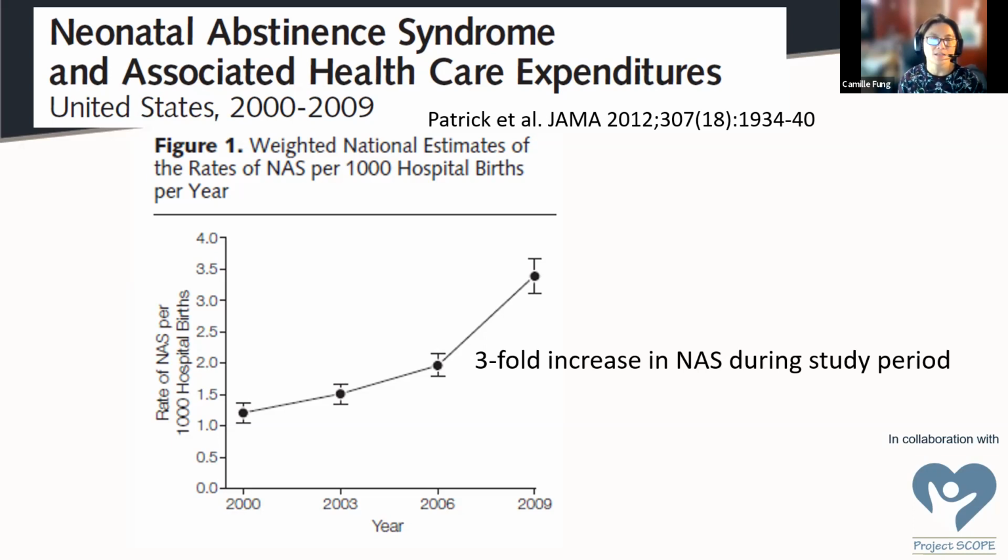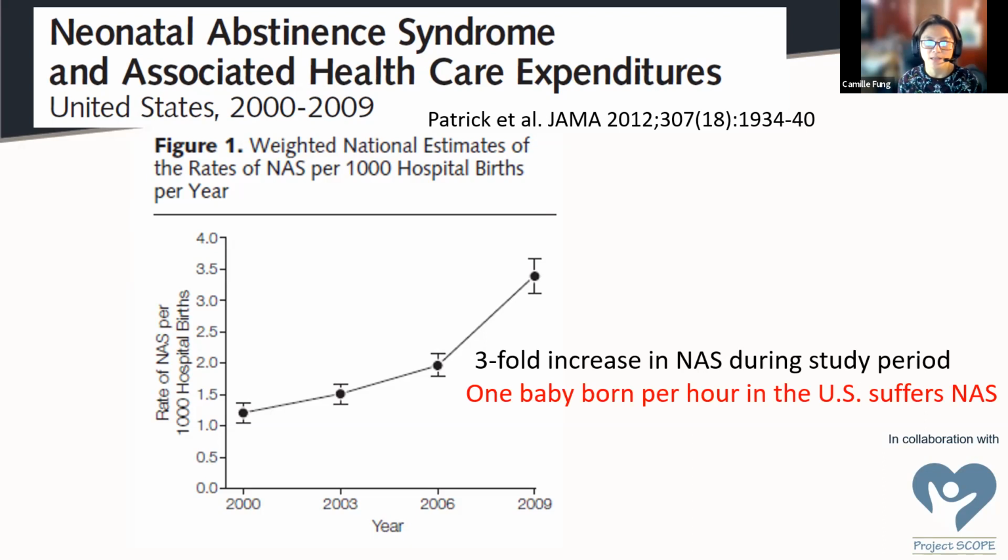So he looked at NAS and the associated healthcare expenditures spanning the years of 2000 to 2009. And he did this based on a really large set of hospital data. What he found over those 9 years was that if you look at the rate of NAS per 1,000 hospital births, he saw a 3-fold increase in NAS during that study period. And then he did some interesting calculation and figured out that back then, 1 baby was born every hour in the US who was suffering from neonatal abstinence syndrome.